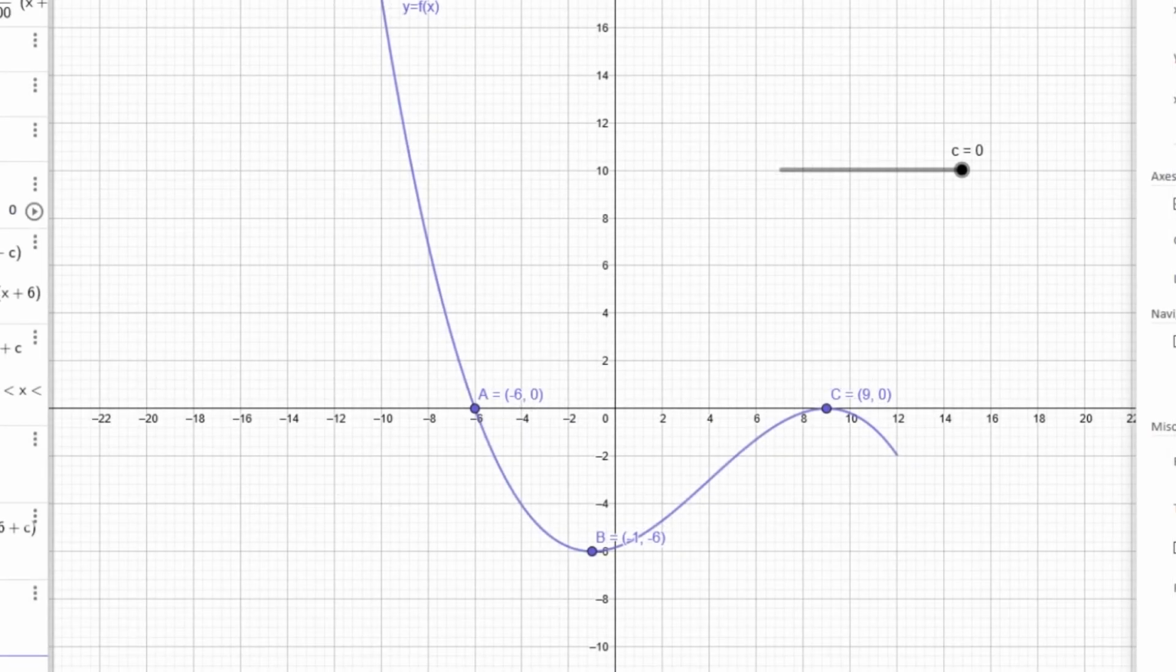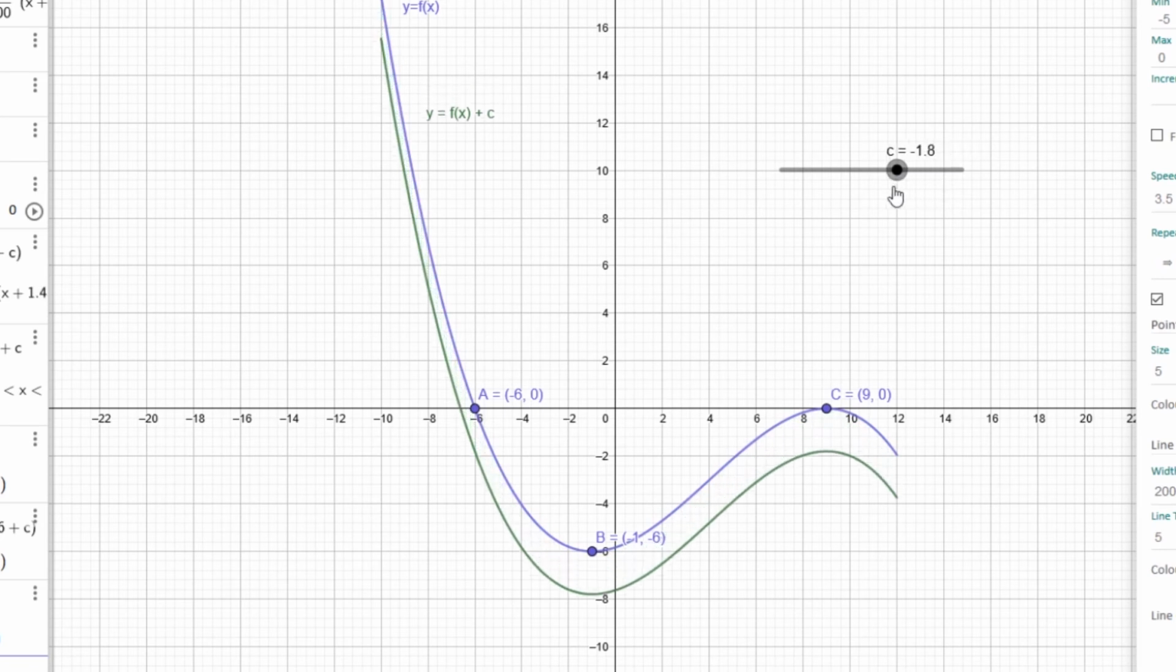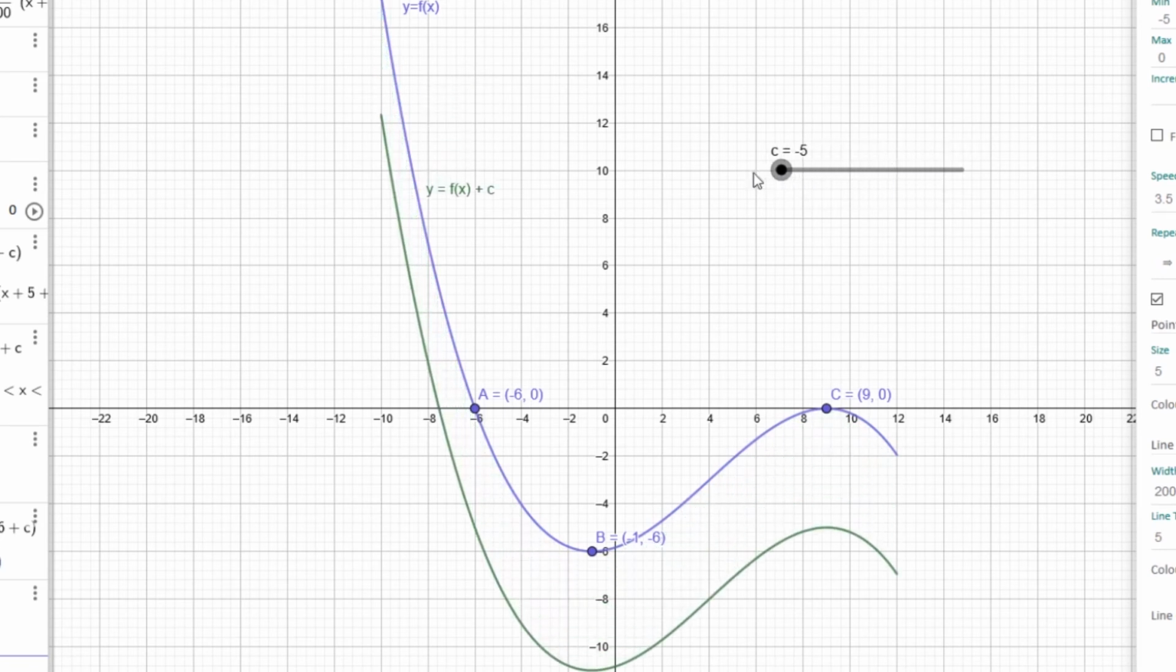If we return to our graph and superimpose over the curve of y equals f of x, y equals f of x plus c, and we were interested in the graph of y equals f of x minus 5, so our value of c will have to go down to minus 5. If we take it down from 0, where they coincide, to minus 5, we do see indeed that the curve has gone down by 5 units.